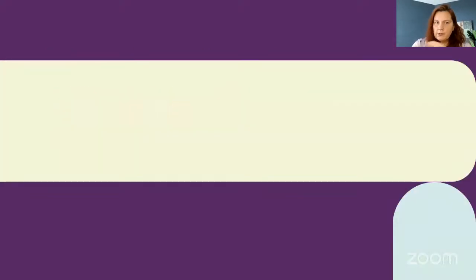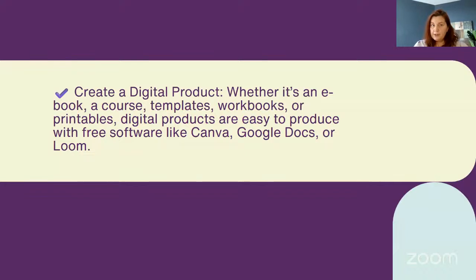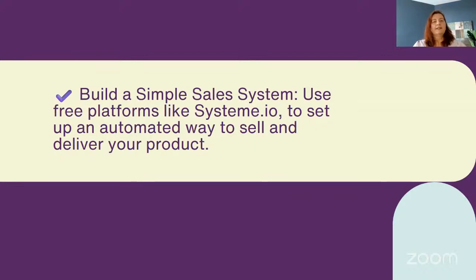So what do you need to do this? You need to create a digital product. So maybe it's an ebook, a course, templates, workbooks, printables. Digital products are all easy to produce with free software like Canva, my favorite, Google Docs, or Loom. You need to build a simple sales system. So you use free platforms like System.io to set up an automated way to sell and deliver your product.